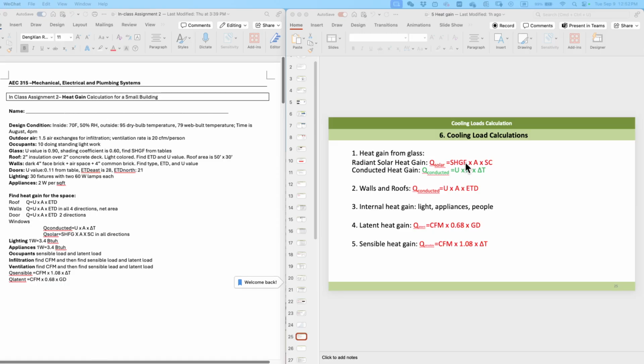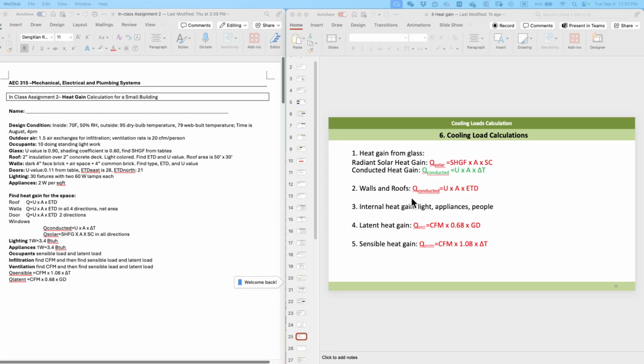Depending on the direction of the wall or glass and the time of day, we can find the SHGF. And A is the glass area, and then the shading coefficient, which we also find from the table. And the conduction, solar heat gain from conduction from glass, is the U factor of glass, times area of glass, times delta T. Delta T means the dry bulb temperature difference.